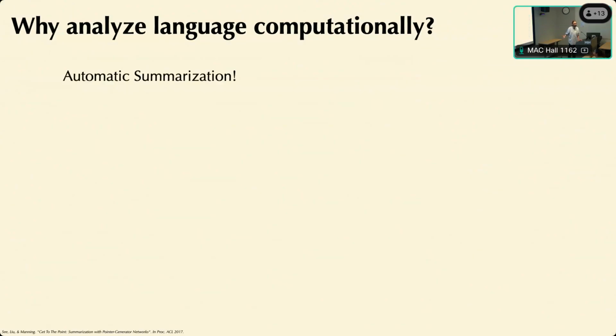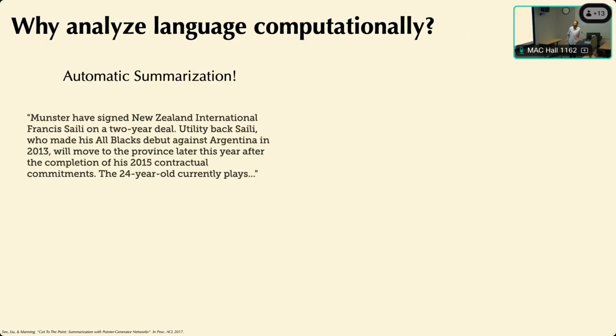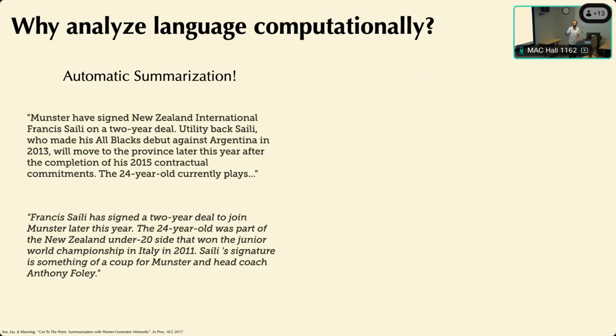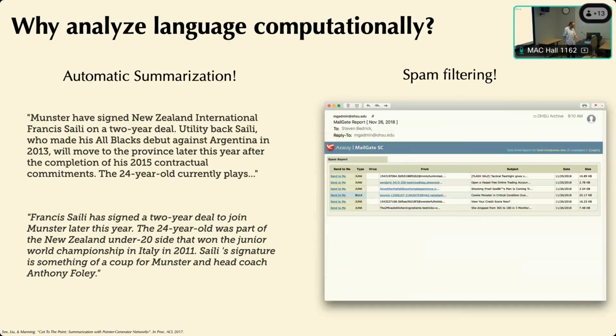Automatic summarization, which is very germane to what we're talking about today. So we might have a long news article with a lot of detail and might like to get a small summary, so you don't need to read the whole thing. Spam filtering. Spam filtering is one of the first commercial applications of modern statistical natural language processing.